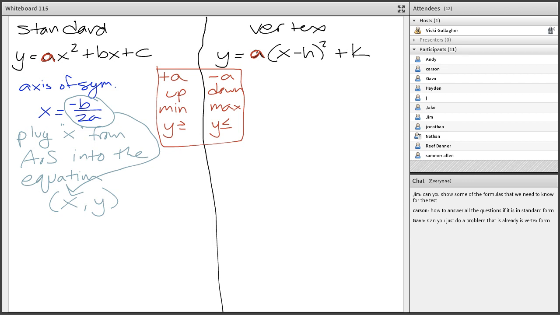After you've found your vertex, this number, the y number from your vertex, that's also called, oh, I don't know if you guys can see that. That's pretty light. Let me see if I can make that darker.